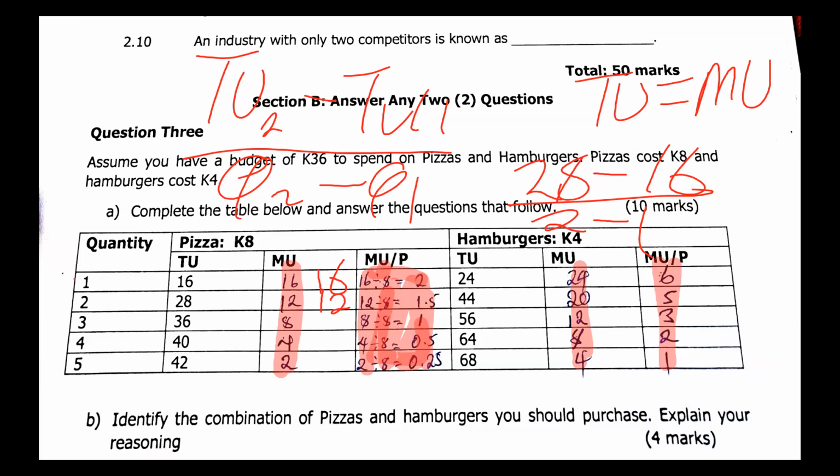And you have 36 minus 28 divided by 3 minus 2, you get 8. And then 40 minus 36 divided by 4 minus 3, you get 4. And the last one, we're saying 42 minus 40 over 5 minus 4, you get 2.